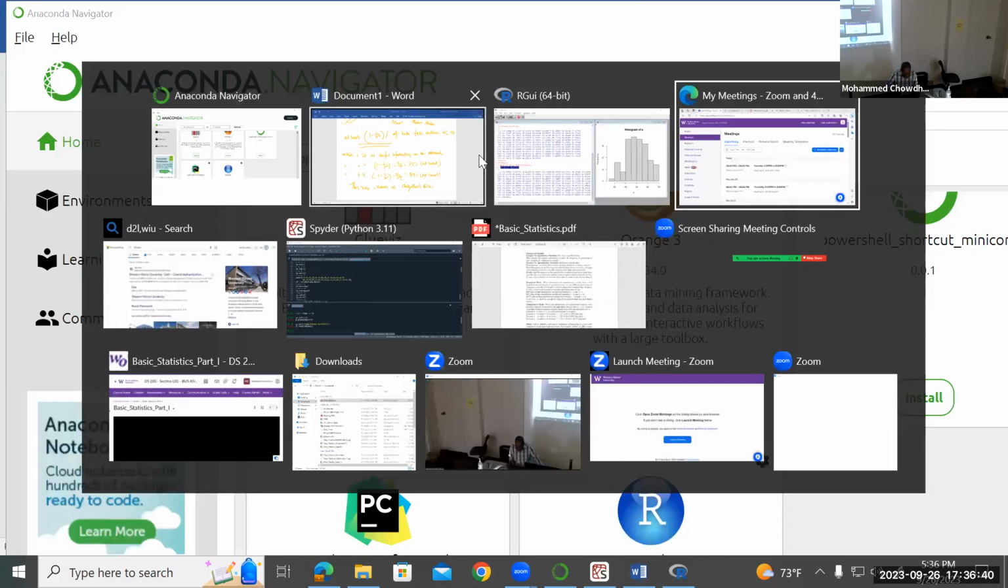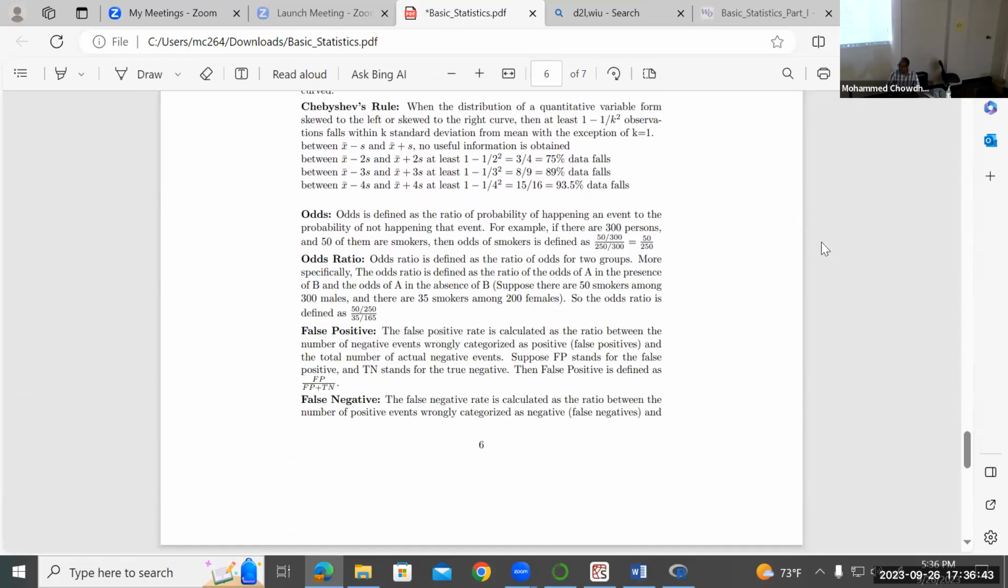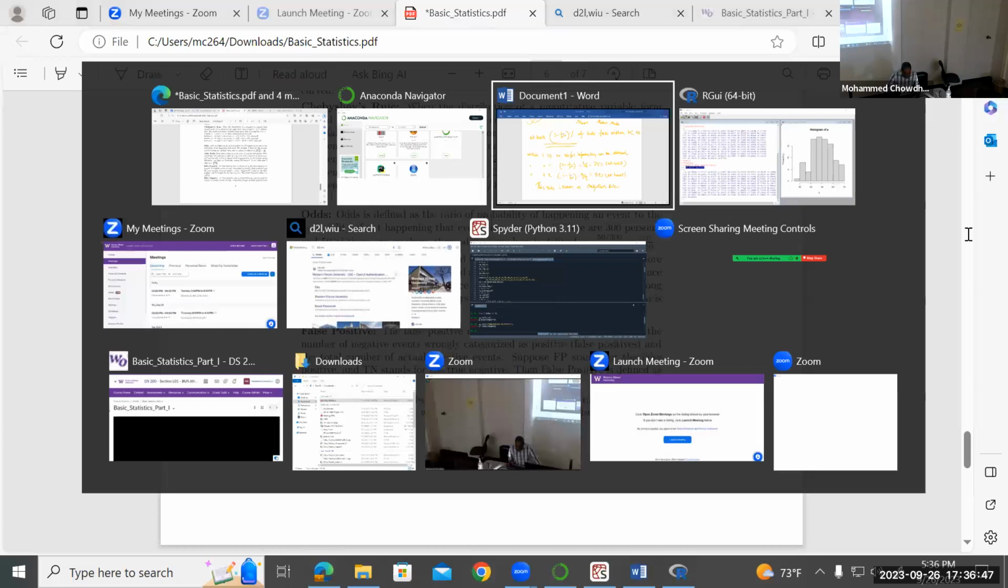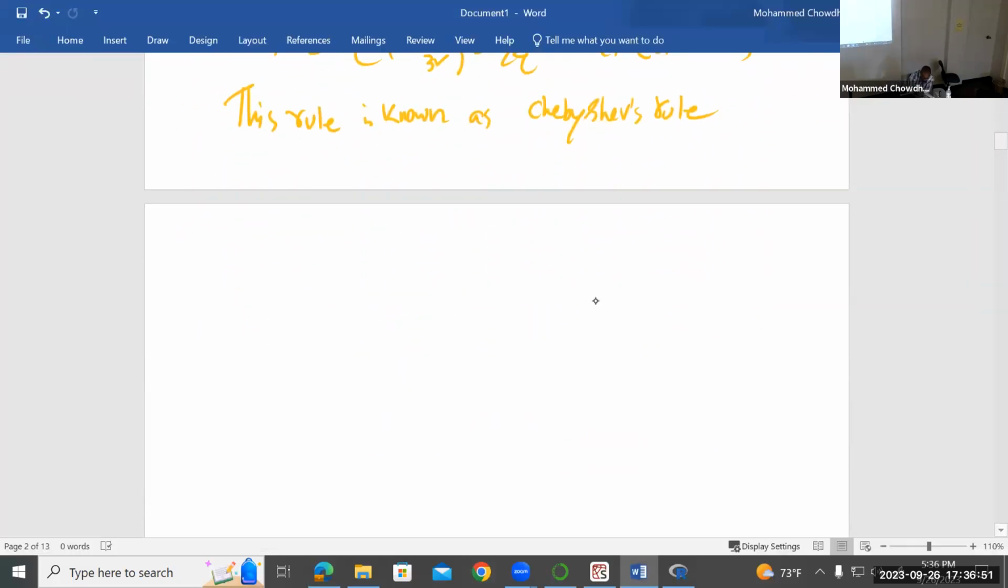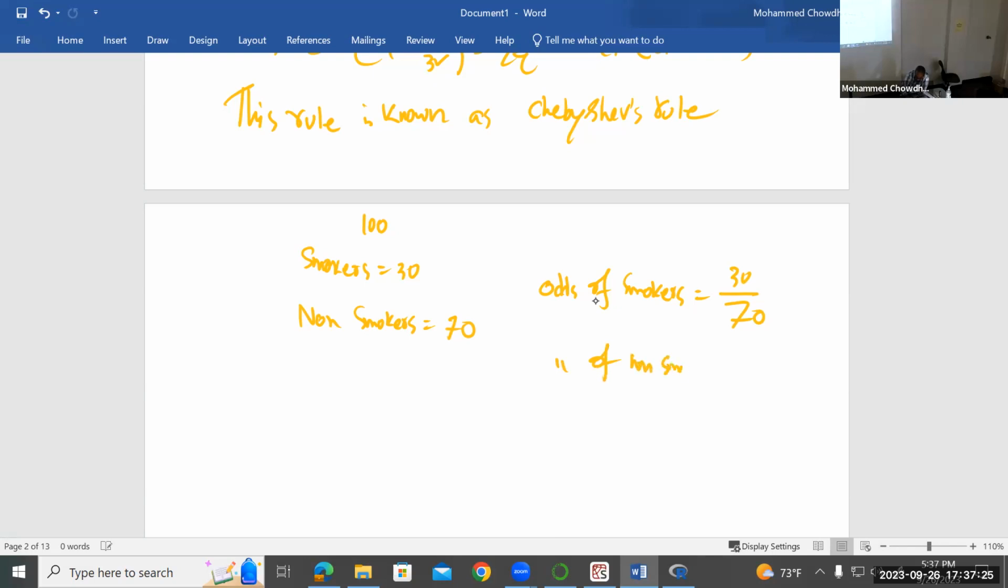Those are very simple things. Odds. What are odds? So suppose there are 100%, smokers equal to 30 and non-smokers equal to 70. So odds of smoker equal to 30/70. Okay? This is called the odds of smoker. So odds of non-smokers equal to 70/30.